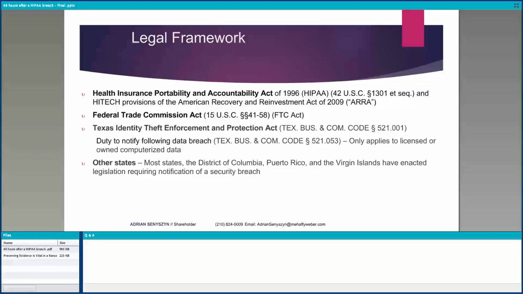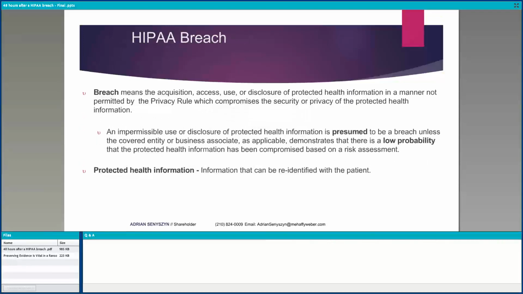And then lastly, you have to be aware that if your patient or person affected is a resident of a different state, each state has different obligations, and you might have to follow those particular obligations of a different state while giving notification and complying with your federal requirements under HIPAA.